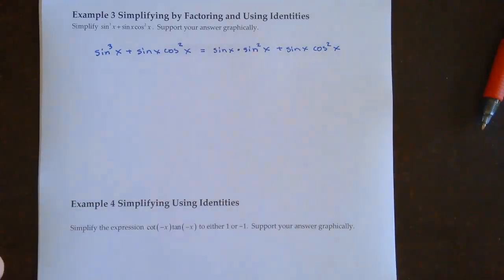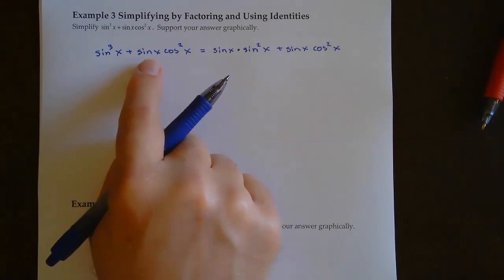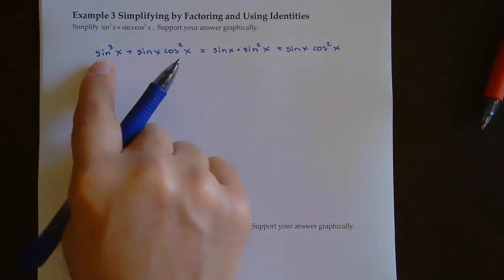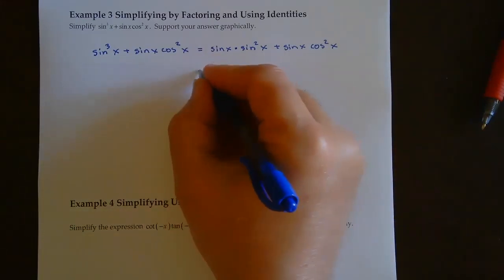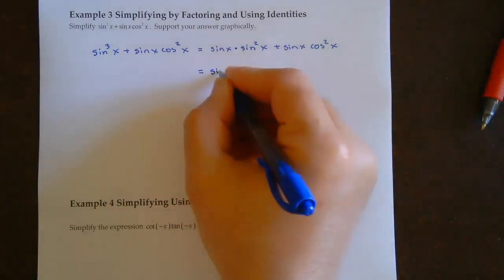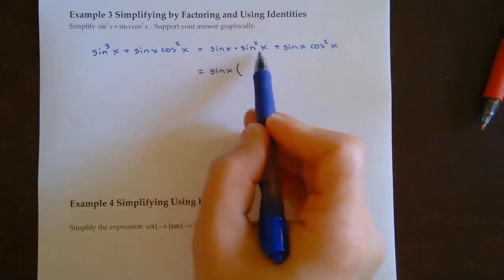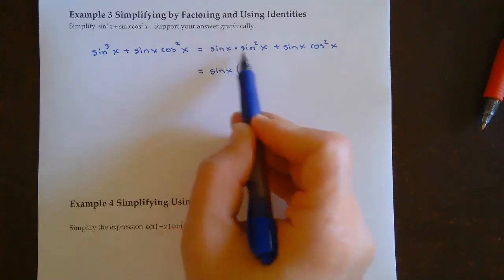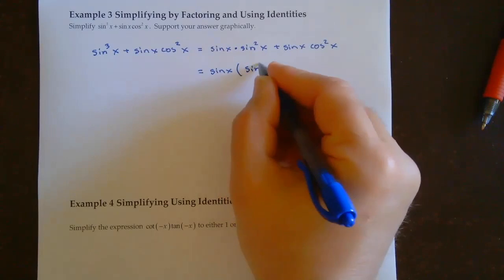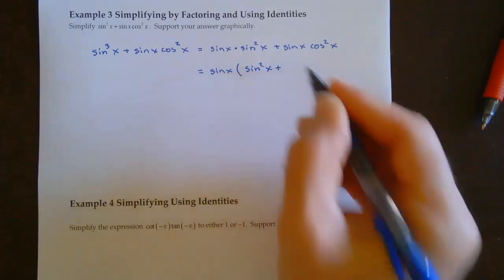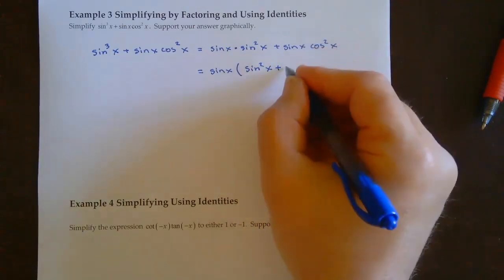So how is this beneficial? Why am I rewriting it like this? Because I notice there's a sine x here and there's a sine x in this one, which means I can factor it out. So this is equivalent to sine of x, which I'm going to factor out, times what's left behind. Out of this, I factored out this sine x, and I'm left with sine squared x, plus, and this sine x got factored out, I'm left with plus cosine squared x.